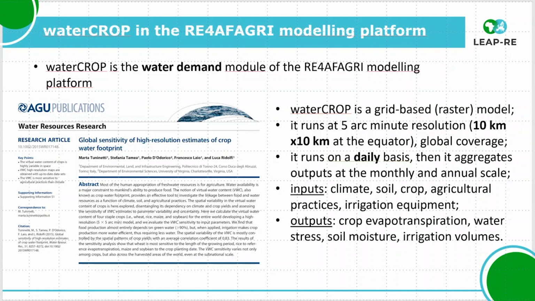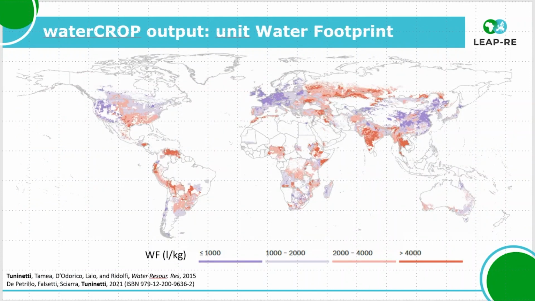This is an example of what you can obtain with the WaterCROP model. Here we have calculated the unit water footprint of wheat. So basically, the WaterCROP model can be run in each pixel, and then a total crop water demand can be quantified to understand what is the spatial variability of water footprint or water use. Here you can observe basically where crop water use is more efficient.